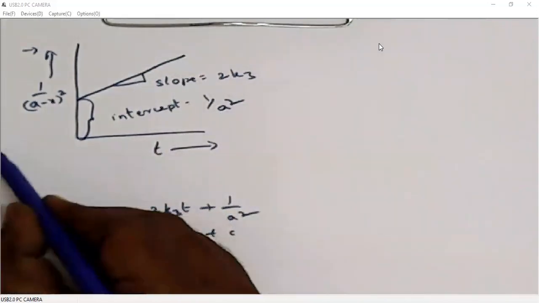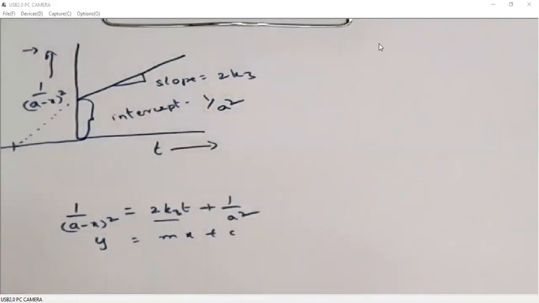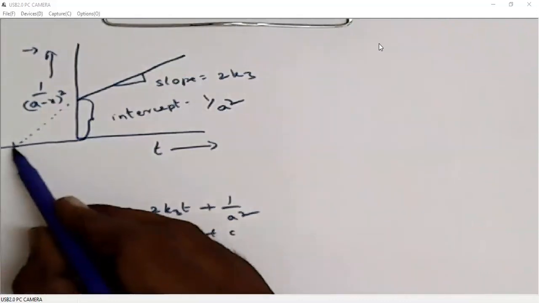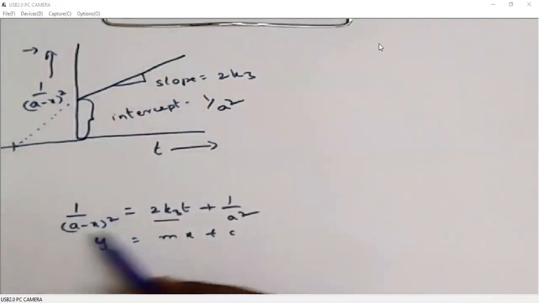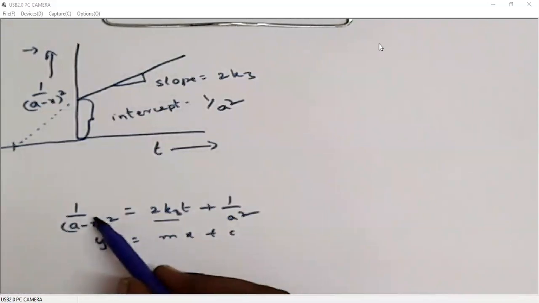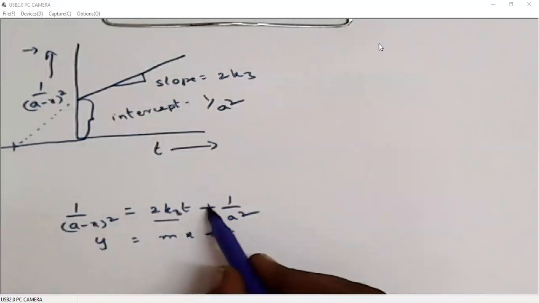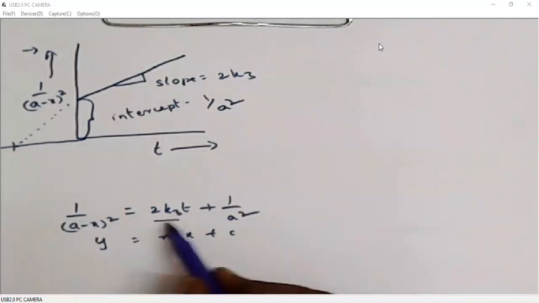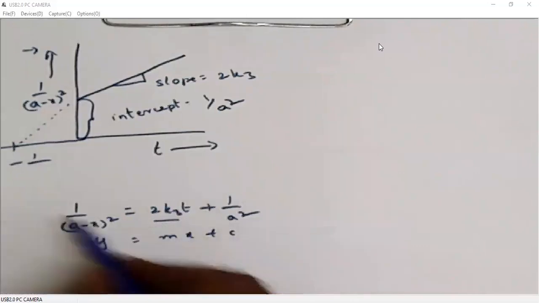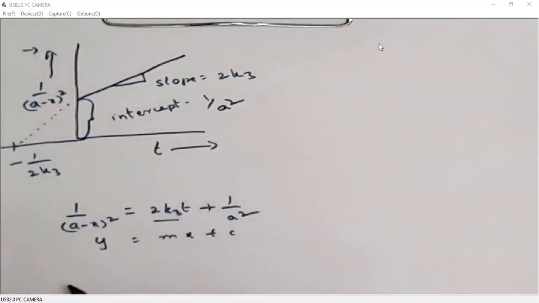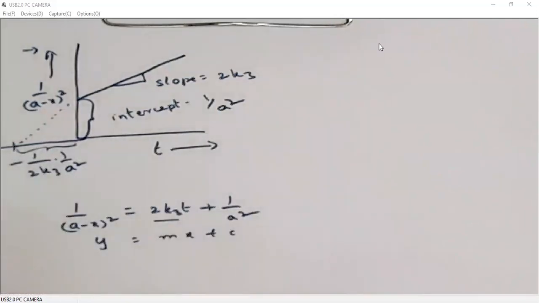Now, if we want to extrapolate this graph, what is the intercept on t-axis? If we want to have intercept on t-axis, then the 1 by A minus x whole square must be 0. So consider 1 by A minus x whole square is equal to 0. Then t is equal to, this time it is plus, so when it is made this side, it is minus. And 2k3 is a multiple here. When it is made this side, it becomes denominator. So minus 1 by 2k3 into 1 by A square. So this is the intercept on x-axis.